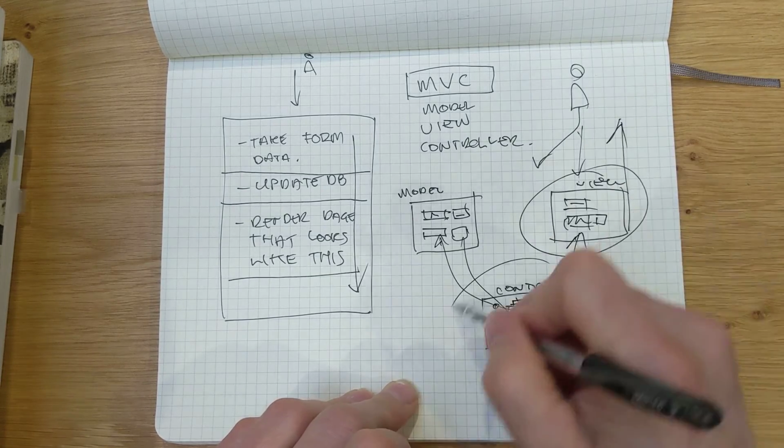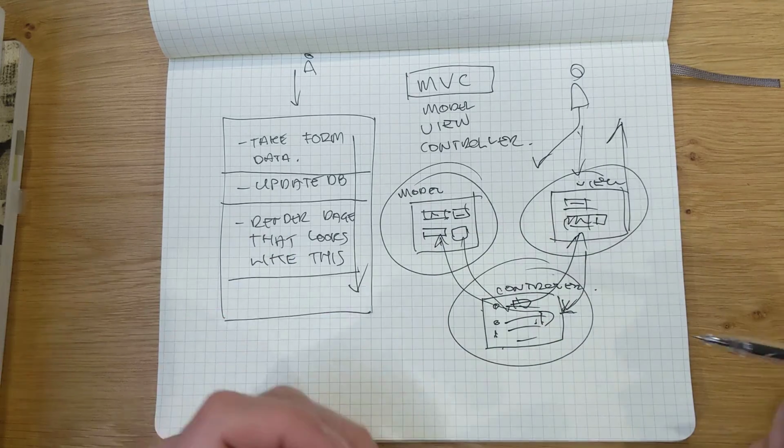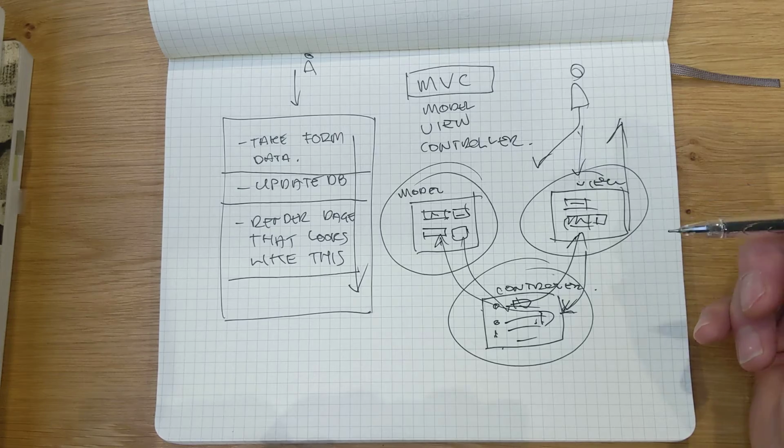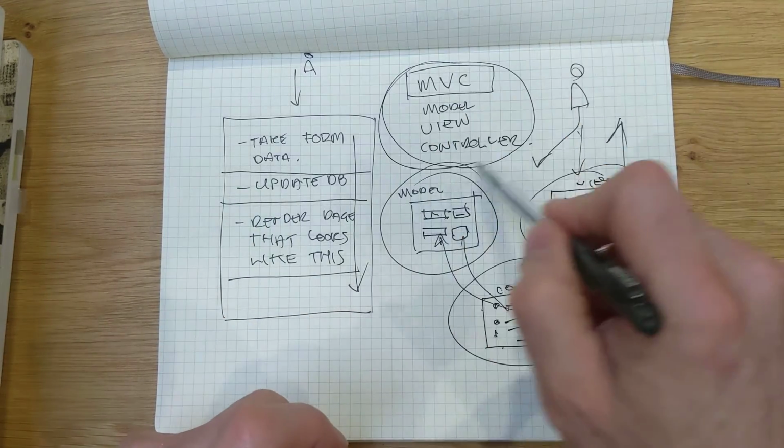So these three things are separated in order that our code stays nice and neat and easier to work with. Now, Node.js, and in particular Express, is exactly this. It's a model view controller idea.